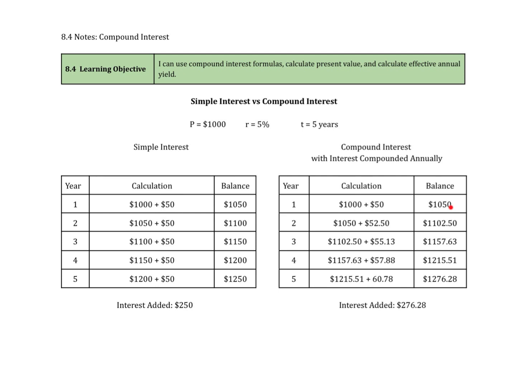Then, the next time we calculate interest, it's based on that new balance. And 5% of 1,050 is $52.50. So a little more interest is added the second year, giving you $1,102.50. And then we find 5% of that amount and add it on, it's $55.13. So each year the amount of interest goes up a little bit as your balance increases. So that's how compound interest works. And with this compound interest situation, $276.28 was added versus only the $250 with simple interest.